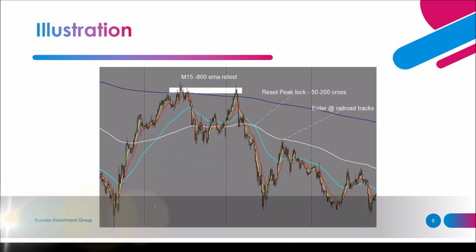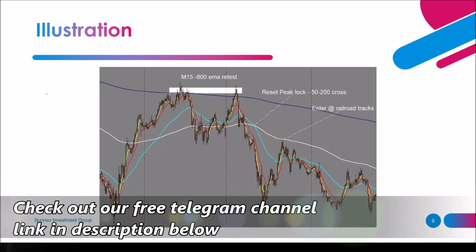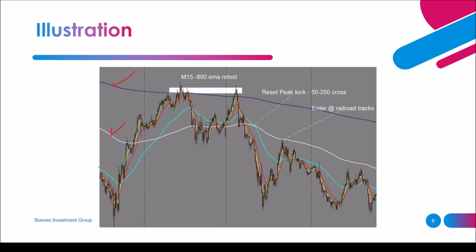So here is the illustration of what we are trying to put across. This dark blue is the 800 EMA. This white one is the 200 EMA. This light blue is the 50. This red one is the 13 EMA.